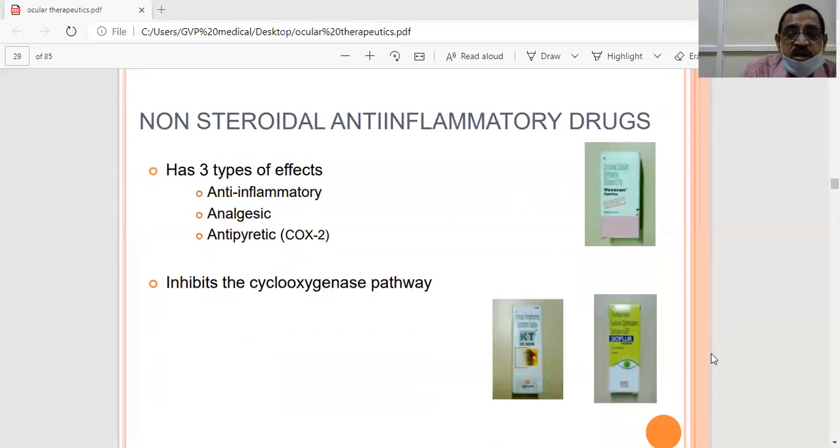Non-steroidal anti-inflammatory drugs are another group which are commonly used in ophthalmic practice. They have three types of effects. First and foremost is the anti-inflammatory effect, the second is the analgesic effect, and the third is the antipyretic effect. COX-2 non-steroidal anti-inflammatory drugs inhibit the cyclooxygenase pathway.